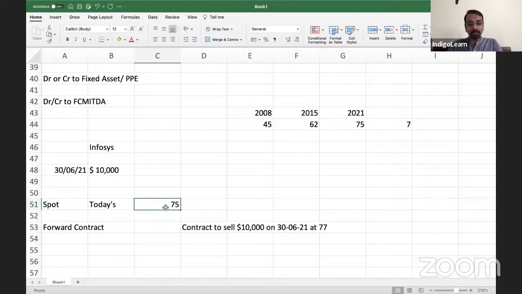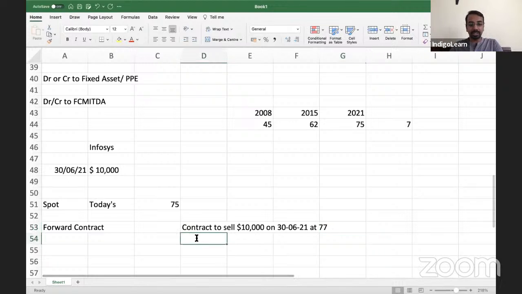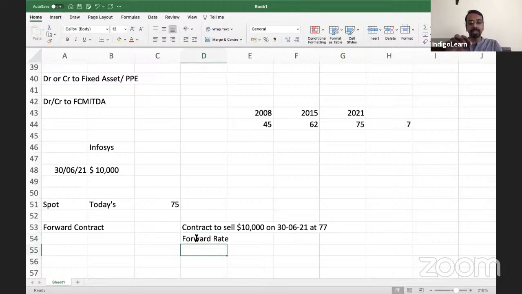Now, on the date of 30th June, exchange rate may be 100, exchange rate may be 50. This contract will be settled at 77. Now, this 77 is called the forward rate.